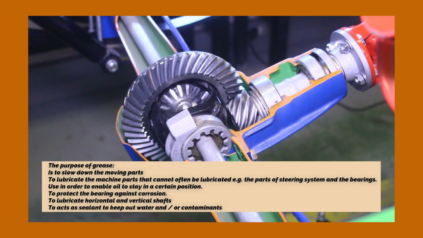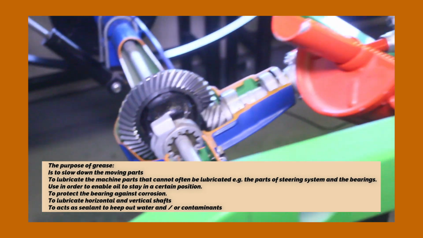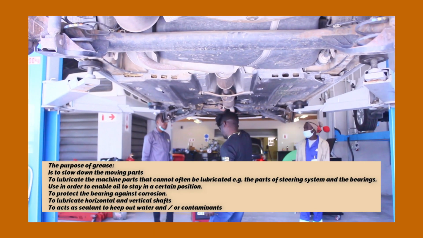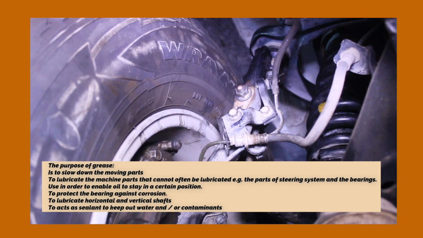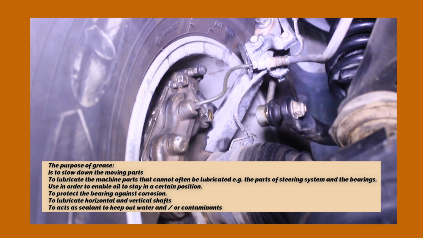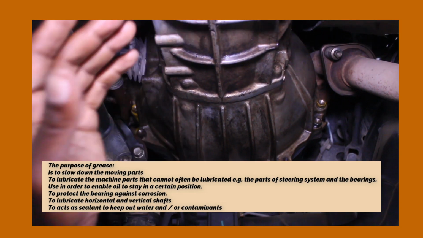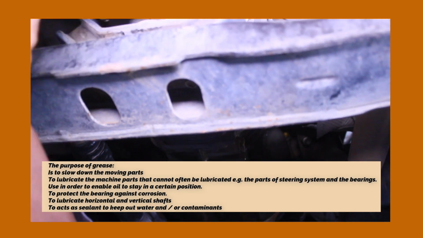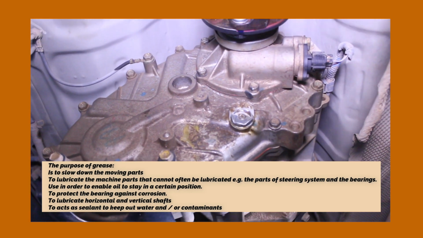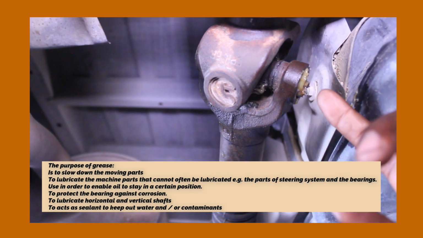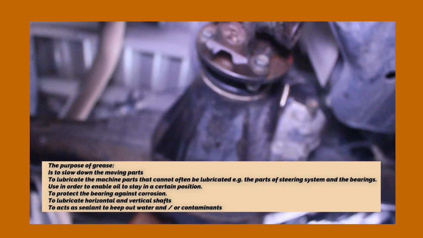The purpose of grease. 1. To slow down the moving parts. 2. To lubricate the machine parts that cannot often be lubricated, for example, the parts of the steering system and the bearings. 3. Used in order to enable oil to stay in a certain position. 4. To protect the bearing against corrosion. 5. To lubricate horizontal and vertical shafts. 6. To act as sealant to keep out water and or contaminants.